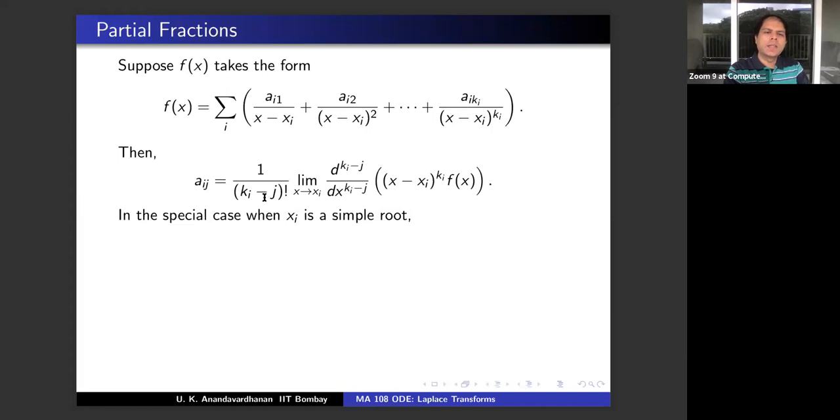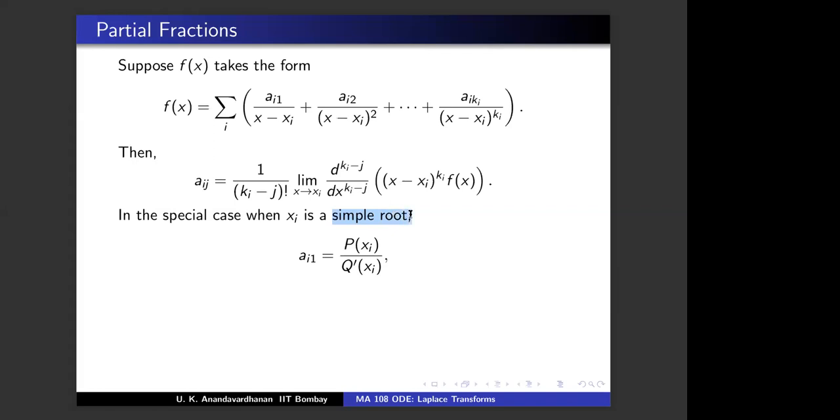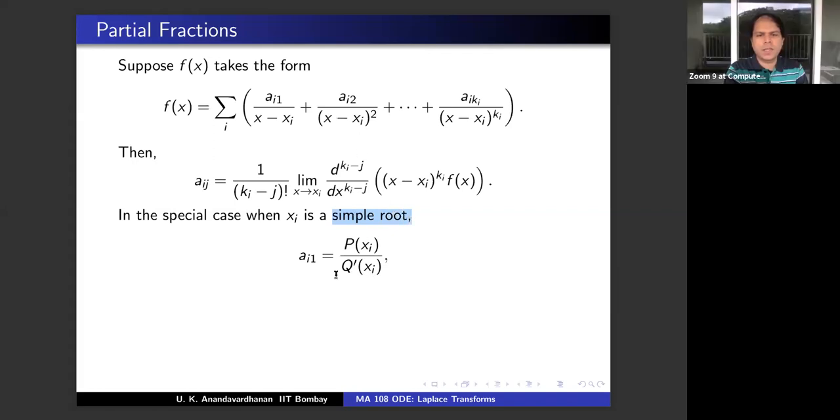In the special case, when something is a simple root, ai is nothing but p(xi) by q prime (xi). What are p(x) and q(x) here? You are writing the function f(x) as p(x) by q(x). It's a rational function which you want to write as partial fractions. You write as p(x) by q(x), and if all the roots are simple, once again recall what is simple. Multiplicity is 1. In which case this formula simplifies to just take q prime (xi). Otherwise you may have to apply the earlier formula.